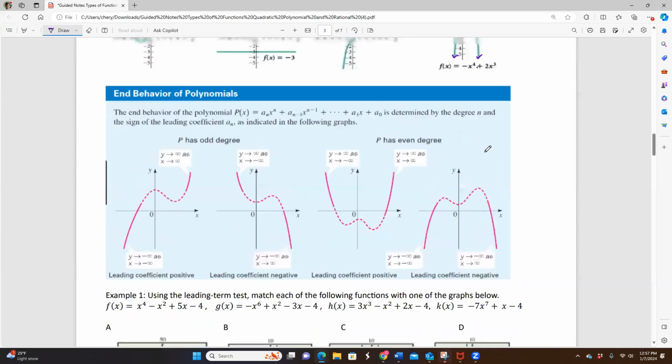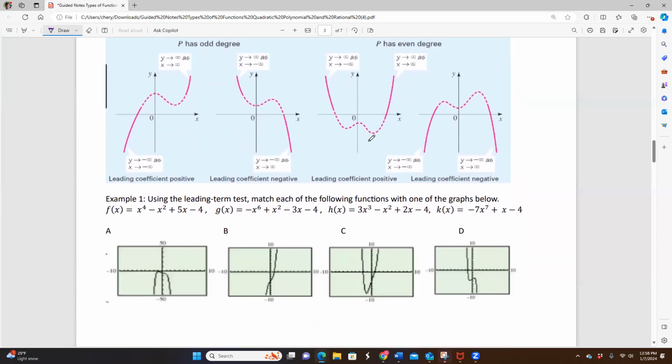All right, let's look at what we define as end behavior of a function. When we talk about end behavior, we're talking about what happens when x approaches negative infinity or positive infinity. So the end behavior of a polynomial function is determined by the degree n and the sign of the leading coefficient, as indicated in the following graphs.